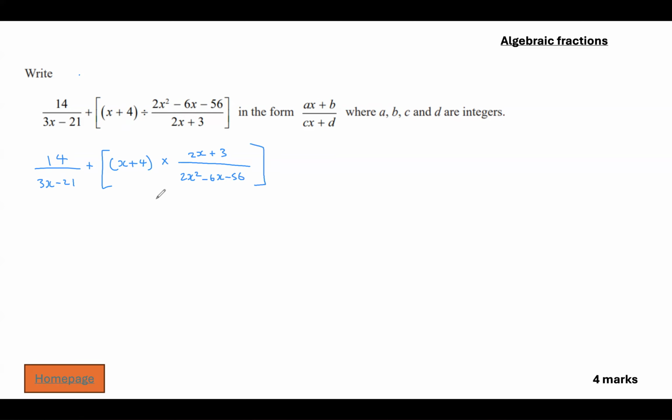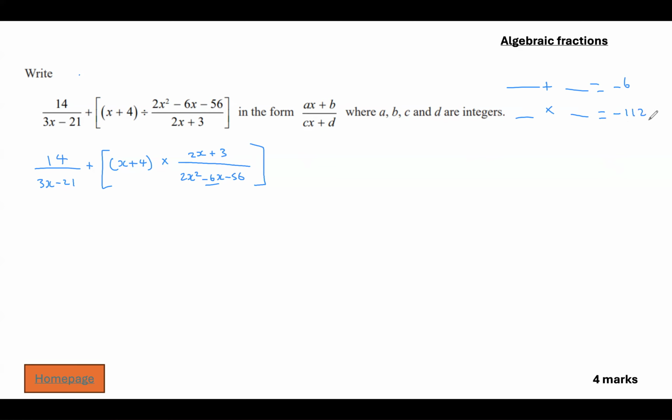Okay, so very important with algebraic fractions is always look to factorize. So over here, we want to factorize this quadratic. So we are adding two numbers that will give us -6. And we are multiplying the same two numbers that will give us -56 times 2. -56 times 2 is going to be -112.